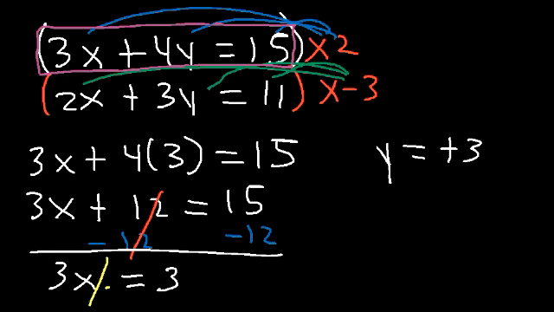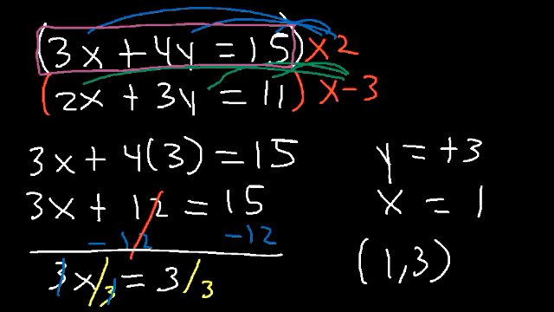And then we need to divide both sides by 3. 3 divided by 3 is 1. So therefore, x is equal to 1. So the solution is 1, 3 as an ordered pair.